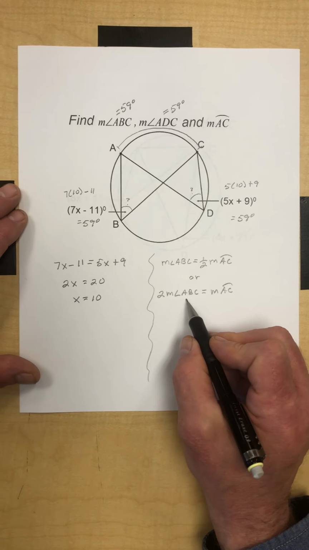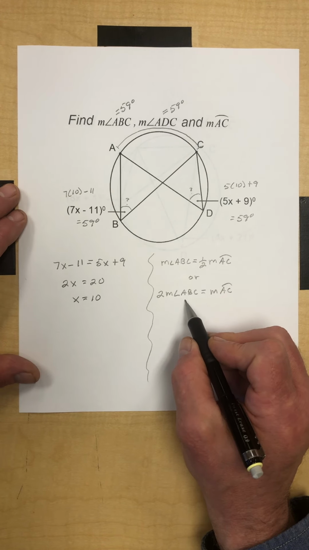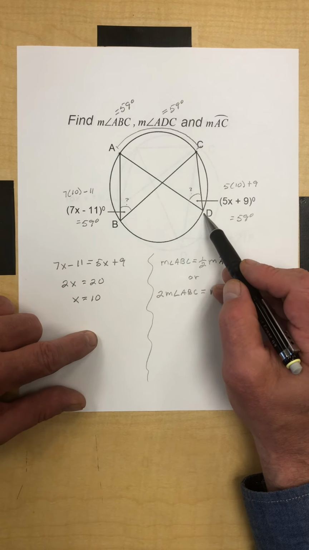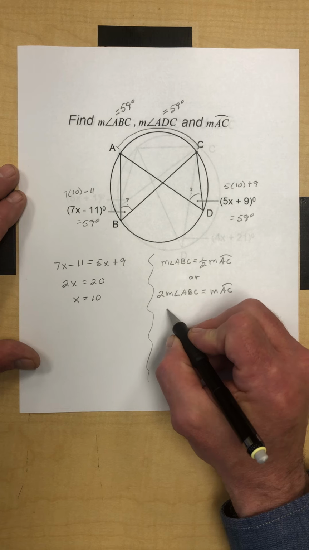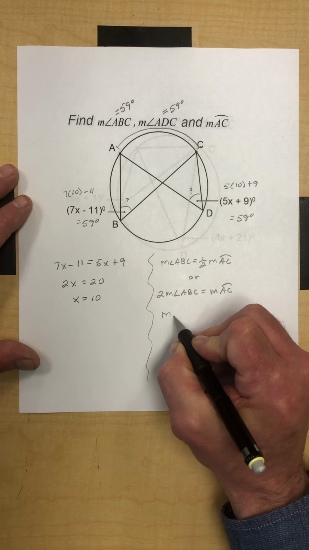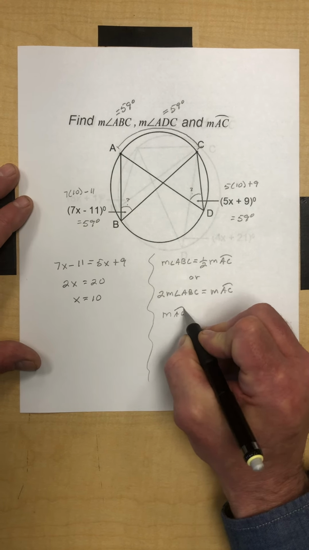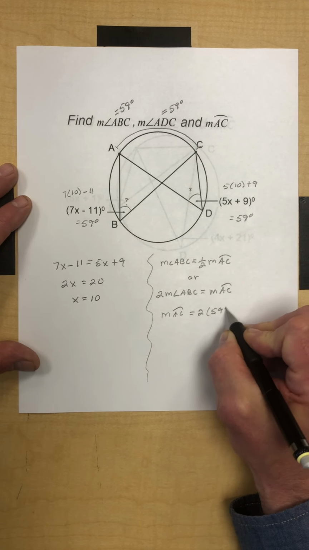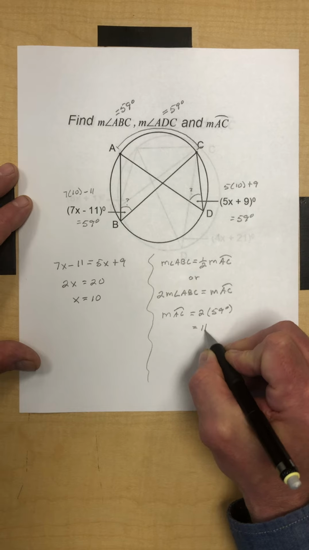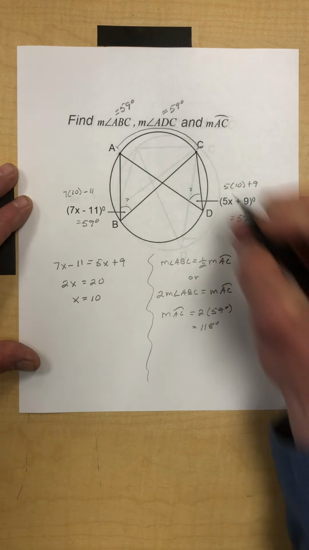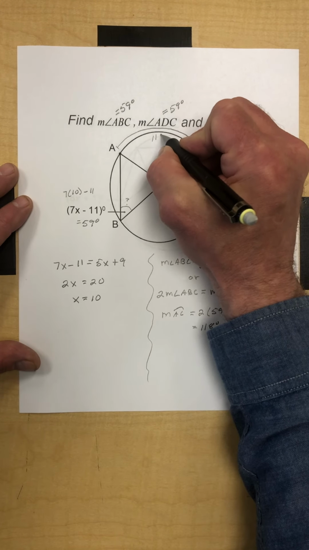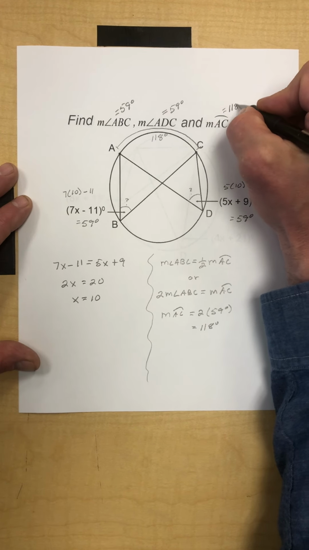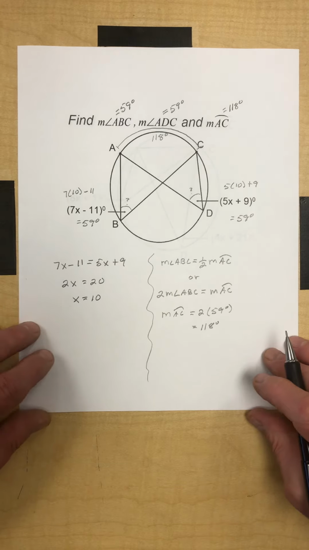Well, we know the measure of the angle. The measure of angle ABC is 59 degrees, and notice you could have used angle ADC for that matter. It doesn't make any difference. So the measure of arc AC has to be 2 times 59 degrees, which gives us 118 degrees. So this arc right here is 118 degrees. Pretty straightforward problem. Not hard whatsoever to do.